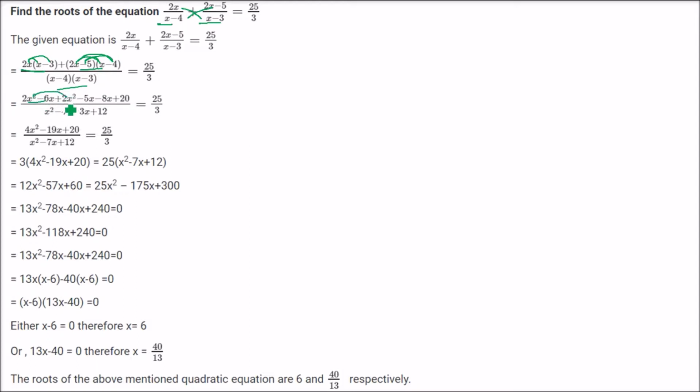So when you just add this 2x square, 4x square, minus 6x, minus 5x, minus 8x will be minus 19x, and then 20 will be here. This will give you x square minus 3x minus 4x plus 12.